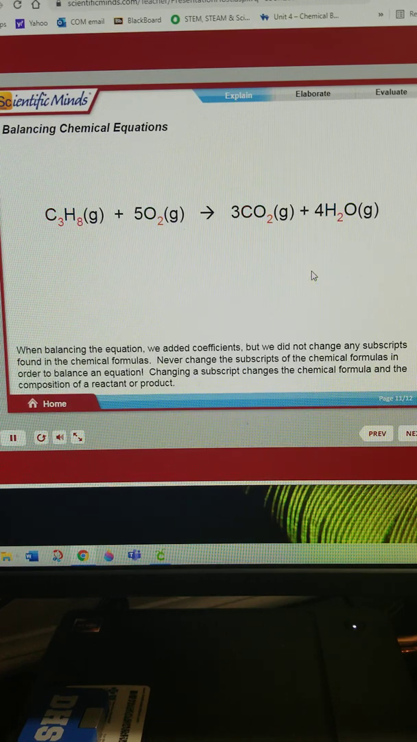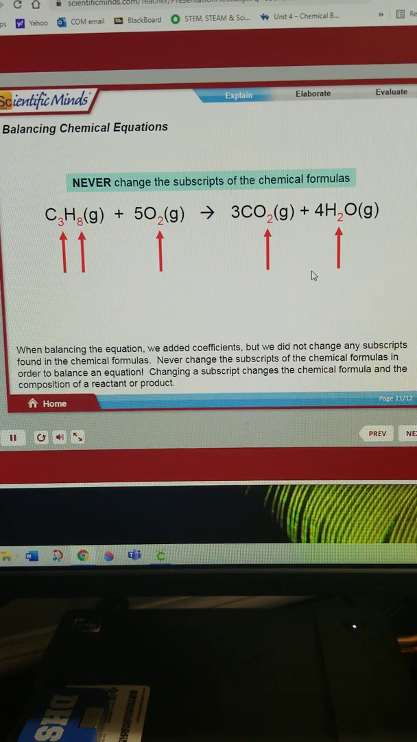When balancing the equation, we added coefficients, but we did not change any subscripts found in the chemical formulas. Never change the subscripts of the chemical formulas in order to balance an equation. Changing a subscript changes the chemical formula and the composition of a reactant or product.